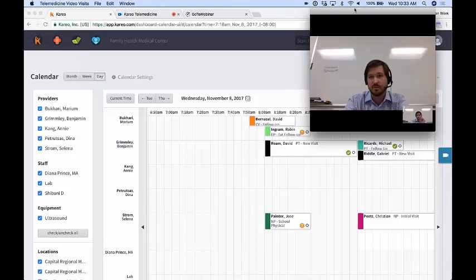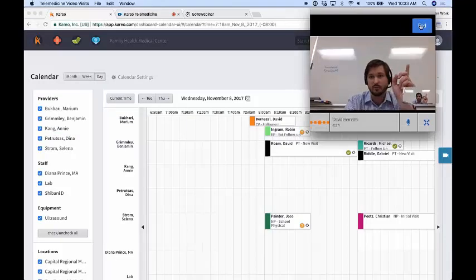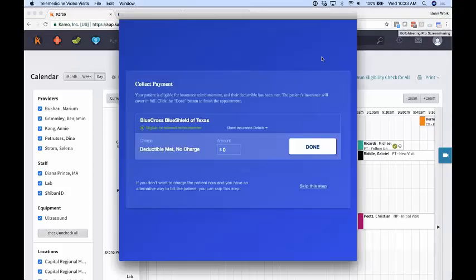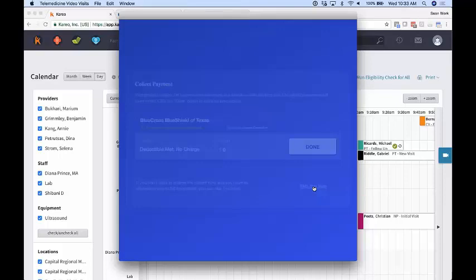So once you're finished with the visit, you simply hit this blue complete or the end button at the top, which will pop up the collect payment screen. This is just what we discussed earlier. We can see this patient has met their deductible, so there's no charge. If there was a copay to be charged, it would show here. You could hit done. That will charge the patient. I'm going to hit skip this step for now.